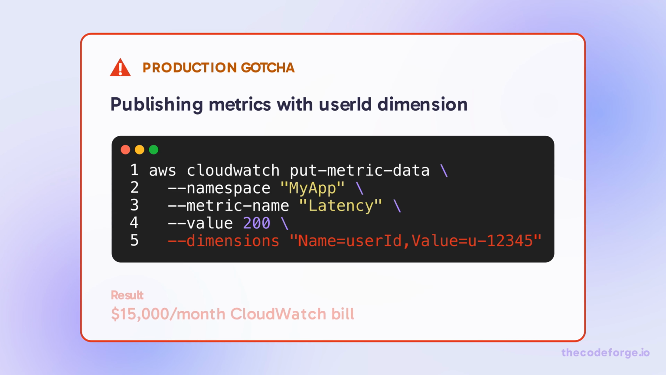A startup published custom metrics with a userId dimension to track per-customer API latencies. With 50,000 active customers, each generating 5 metrics per day, the CloudWatch bill hit $15,000 per month. Each unique combination of dimension values is a separate billable metric. Always use low cardinality dimensions like environment, region, or service name.